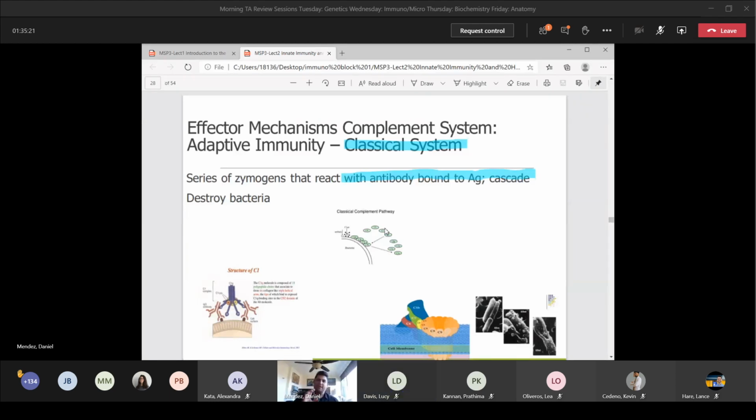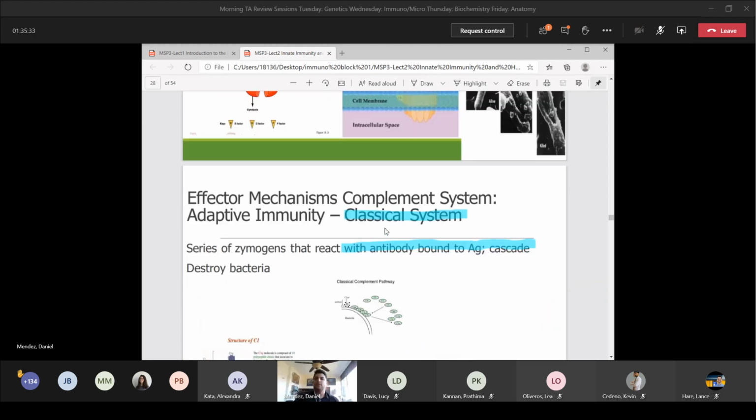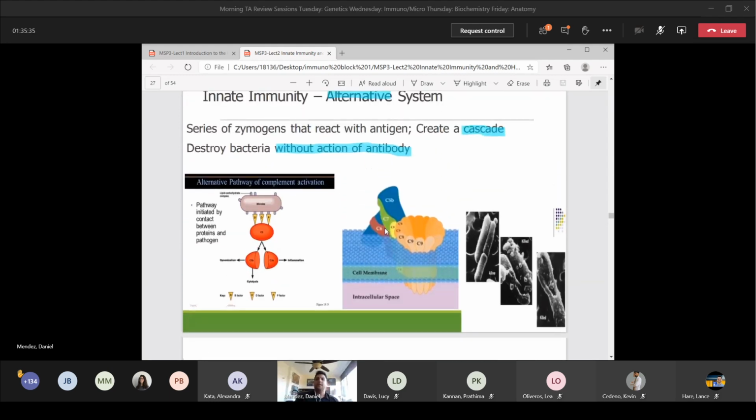So base knowledge, what you need to know from these: classical requires an antibody to get started. So the classical system will not initiate without an antibody. The alternative does not need an antibody, so it can initiate and start its cascade. Both systems create a hole in the cell membrane to force that organism to die via apoptosis. That is the 20,000 foot view, as high as I can possibly get it.